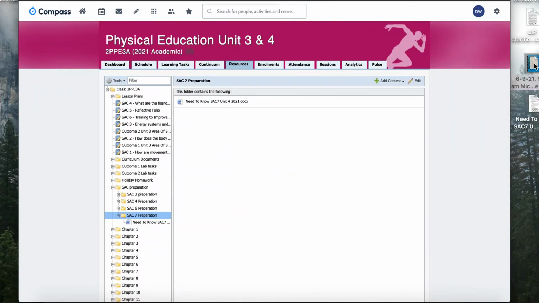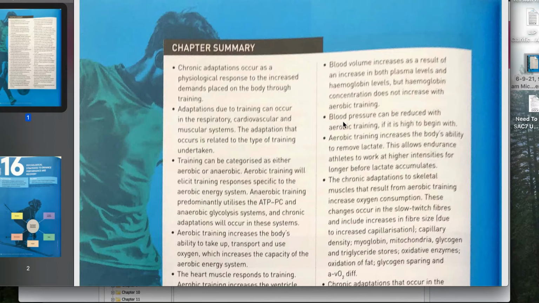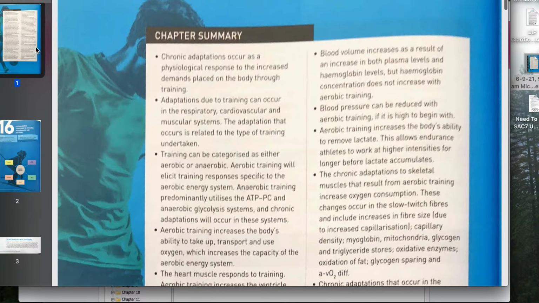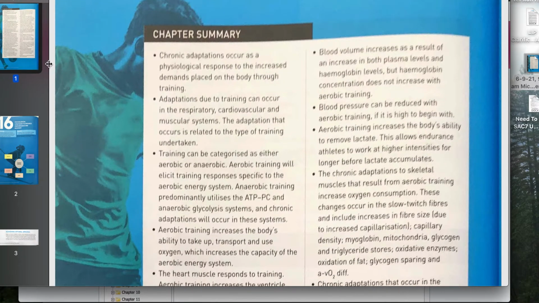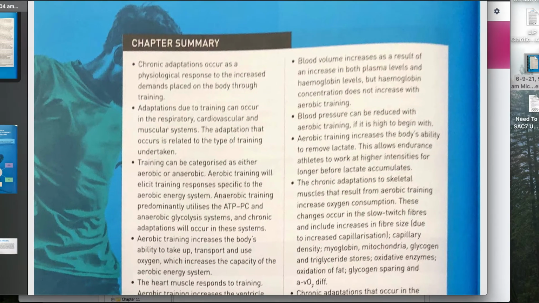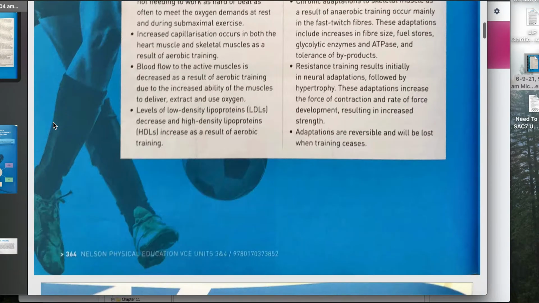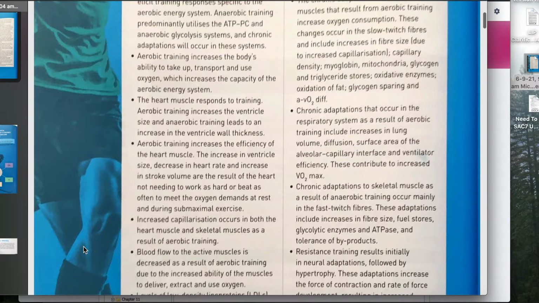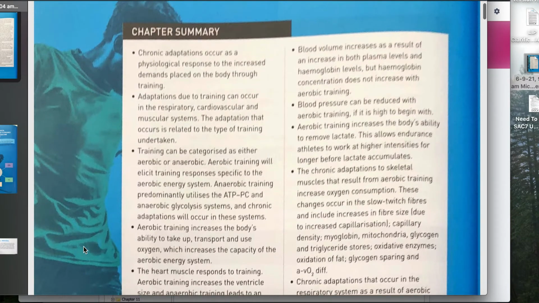So I am going to flash up now just some notes for you, okay? And I'm going to talk you through these notes, and I am going to explain some important parts of these notes, and I'm going to try not to make this video too long. This is a brilliant page for you to have a real good read through, page 364 of the Nelson textbook. Okay, this is the chapter summary from chapter 15.